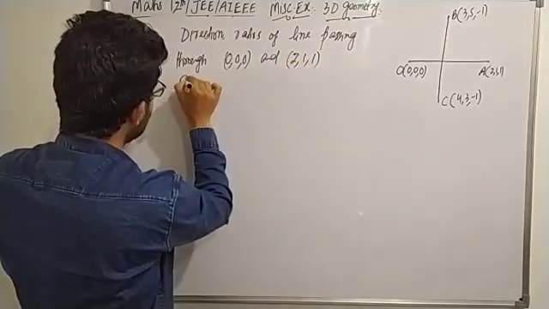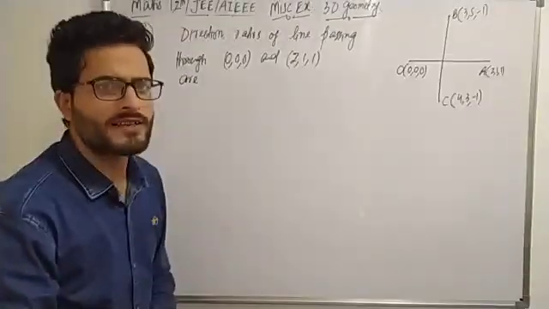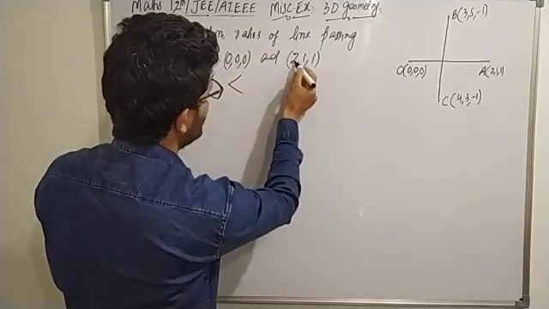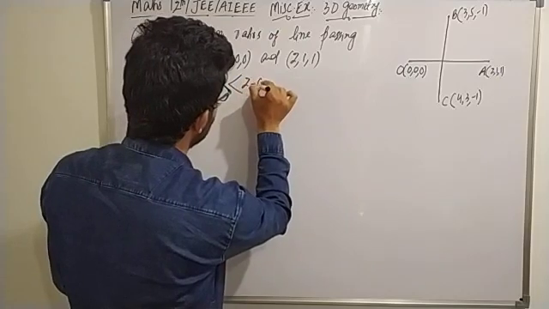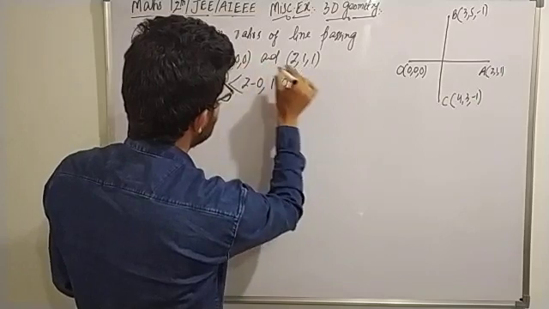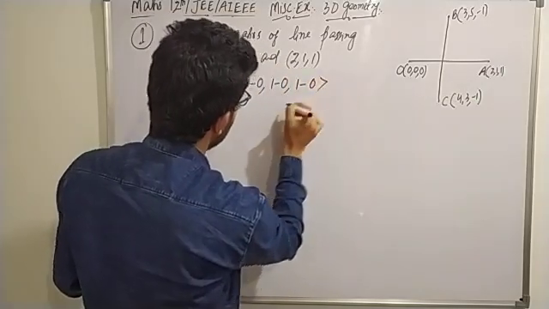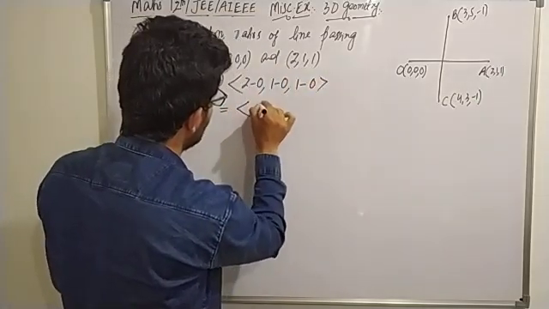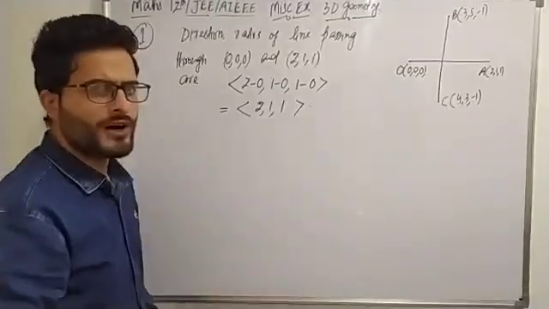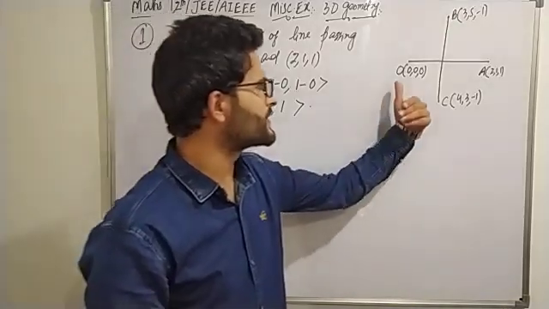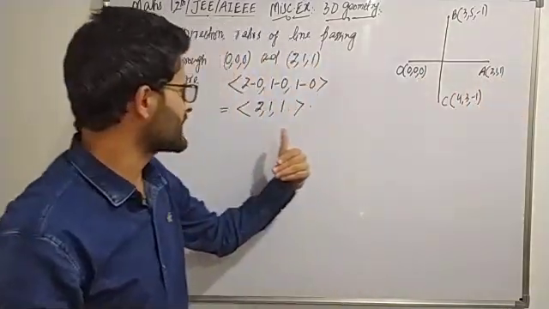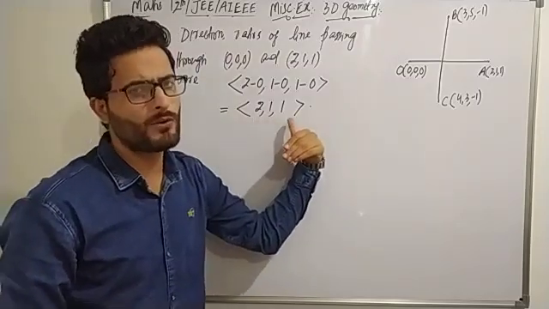So what are the direction ratios of a line which is passing through 2 points? That is directly equal to the ordered 3 tuple of x2 minus x1, that is 2 minus 0, y2 minus y1, that's 1 minus 0, z2 minus z1, that's again 1 minus 0. So the direction ratios must be the ordered 3 tuple of 2, 1 and 1. So the direction ratios of the first line passing through the points O of 0 0 0 and A of 2 1 1 are the ordered 3 tuple of 2, 1 and 1.